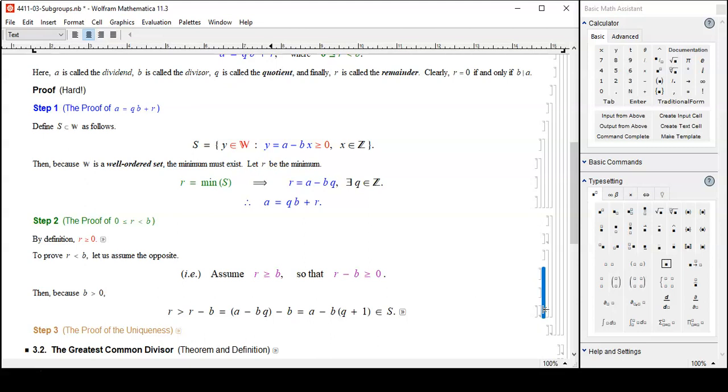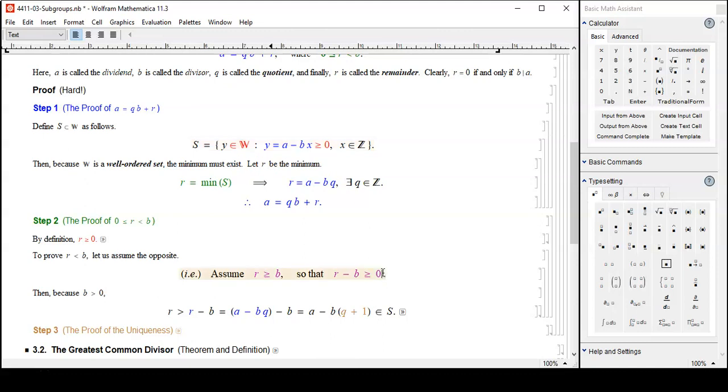R minus B is less than R because R is subtracted by a positive integer. Yeah, B is positive. But then again, please remember R is A minus BQ. So algebraically manipulate, break a parenthesis and factor B out. What do you get? A minus B times Q plus 1. So we are in this kind of form: A minus B times some integer.